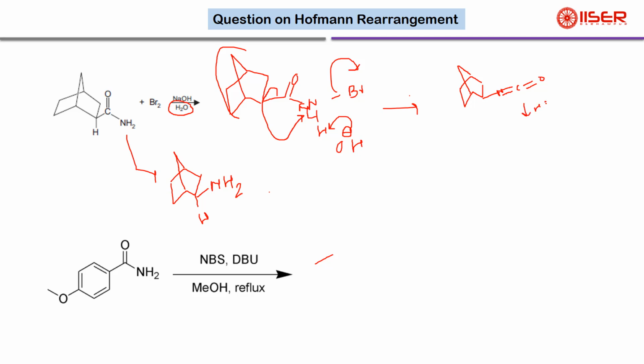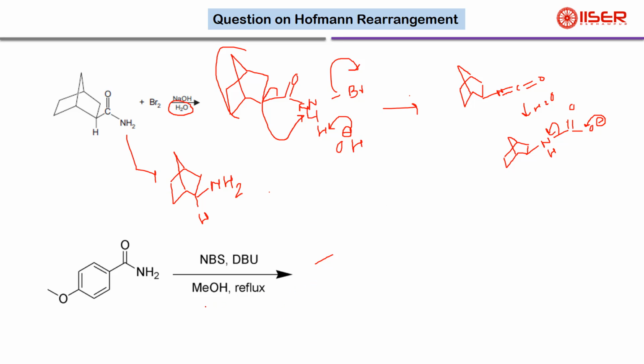But if any alcohol is given, there is no question of decarboxylation. So always notice which solvent has been used. If it is not water, there is no question of formation of amine from amide. So it will form this carbamic acid. This moves here.